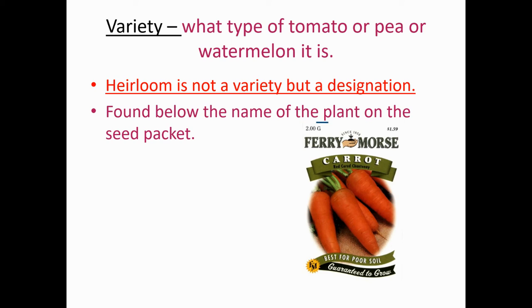Heirloom is a designation. Heirlooms are plants that breed true from their seed. The reason that matters is that if you want to collect your seed at the end of the season and plant it the next year, hybrid seeds do not always reproduce the same plant because they are a hybrid from a couple of different parents. Heirloom seeds do reproduce true from seed. So that's one of the things you would want to know, and all of that information is on a packet.